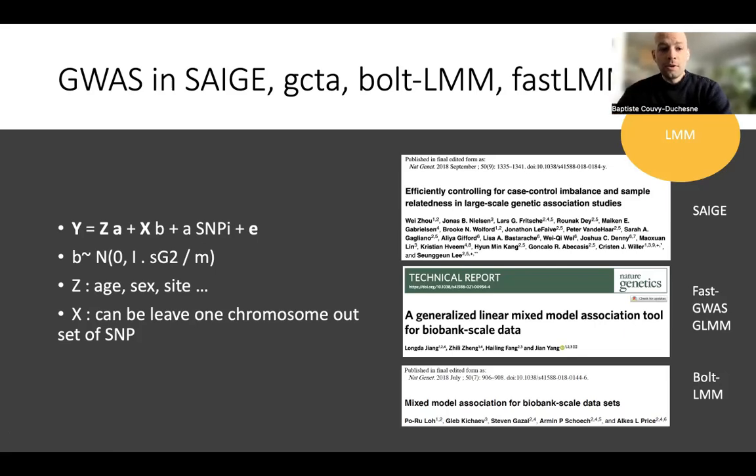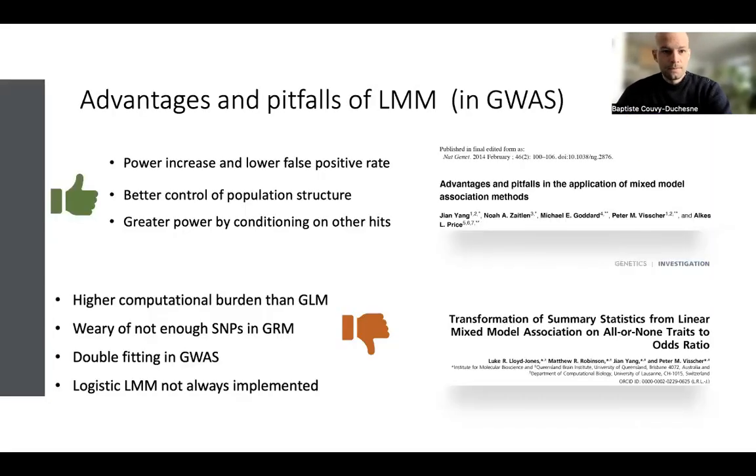So a more efficient way of doing this is by doing this leave-one-chromosome-out control. So for each SNP i, we perform a genetic control by fitting all the SNPs but the ones of the chromosome. And that's been shown to actually maximize statistical power and minimize false positives.